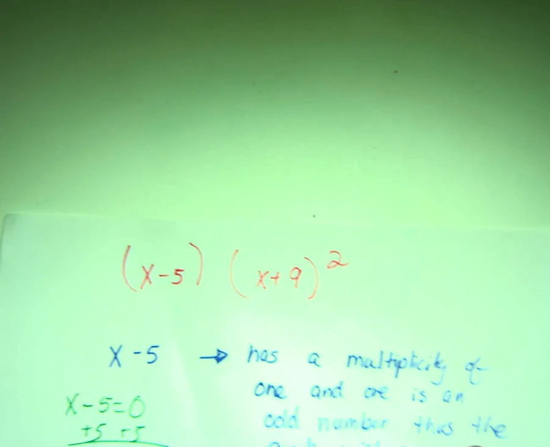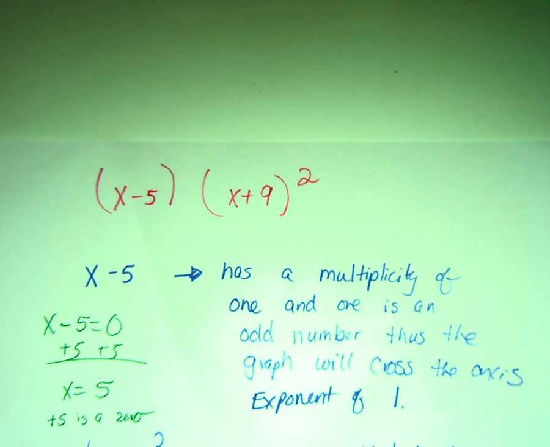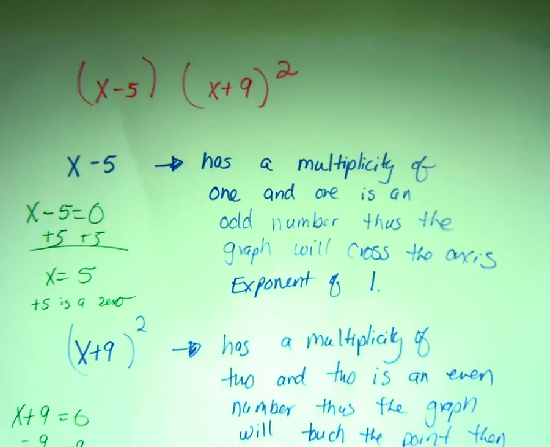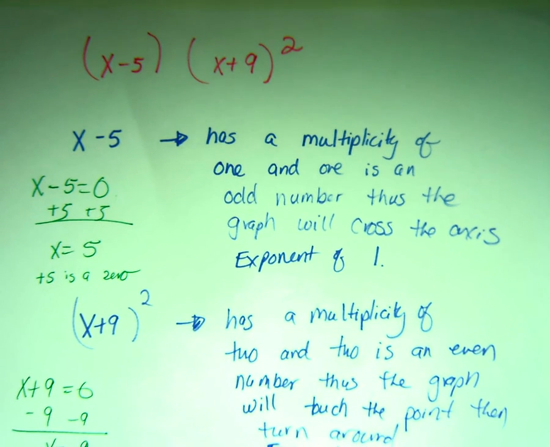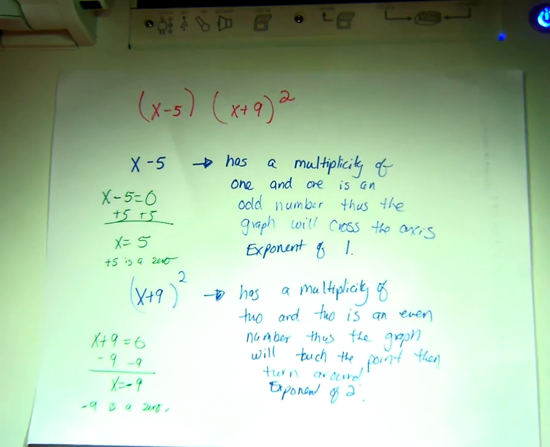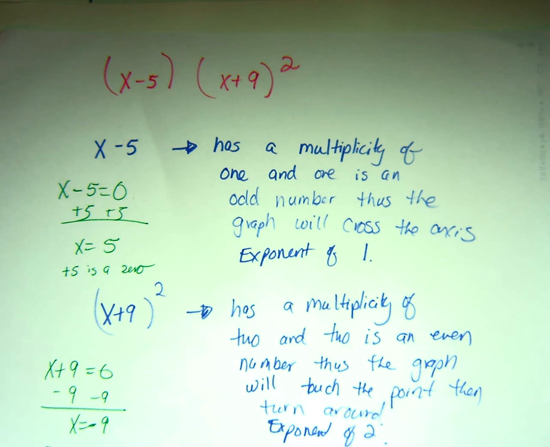So here goes the actual polynomial without the 2. I'm going to separate each one of those binomials, or factors is a better way of saying it. Once I factor it out, I have x minus 5. Notice how the 5 does not have a power written, so we're going to assume that the exponent is 1. Therefore, it has a multiplicity of 1, and 1 is an odd number. Thus, the graph will cross the axis. And the zero is going to be positive 5.